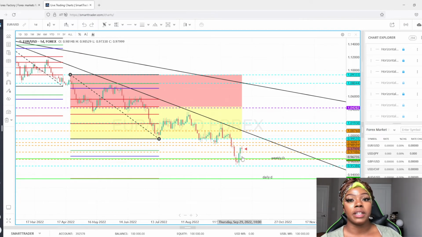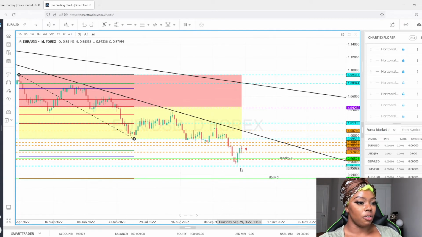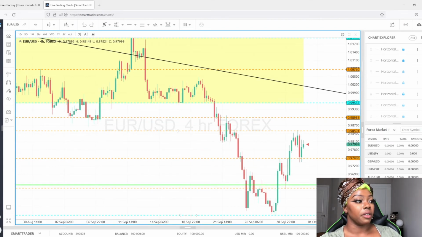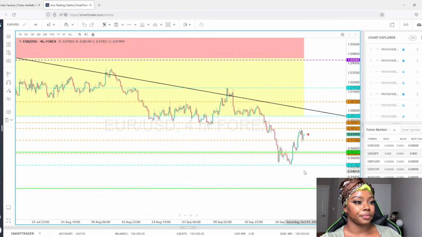But let's see if we can take advantage of what's going on here. So we just broke through a couple of different 4-hour resistance zones, support levels, and we have a few more to go through before we can retest this trend line. So let's see. We just missed a really good entry point here, and this was on Tuesday after it hit that daily support zone here. So let's take a look at the 4-hour, see if we can find some opportunities to get in.